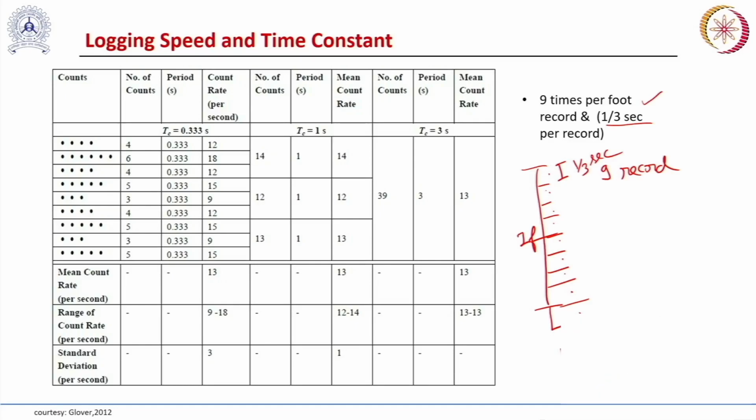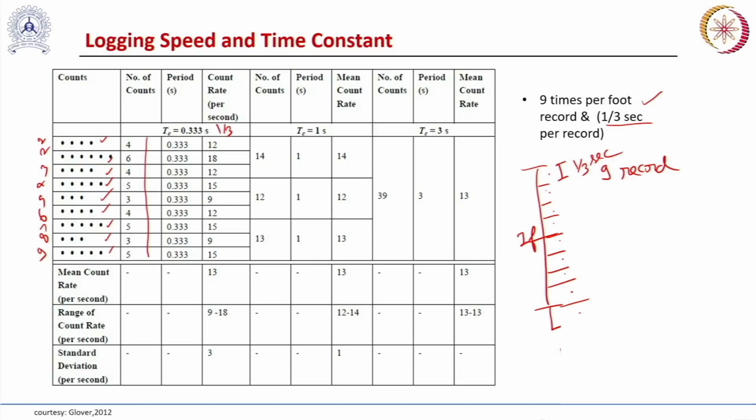Now you can see these are the 9 intervals: 1, 2, 3, 4, 5, 6, 7, 8 and 9. And these are the gamma ray counts recorded from each record. So to summarize, the tool was taking 9 records in every 1 foot interval of the formation by spending how much time? 1 by 3 seconds. So these are the count rates when the time constant is 0.33 second, or 1 by 3 second.